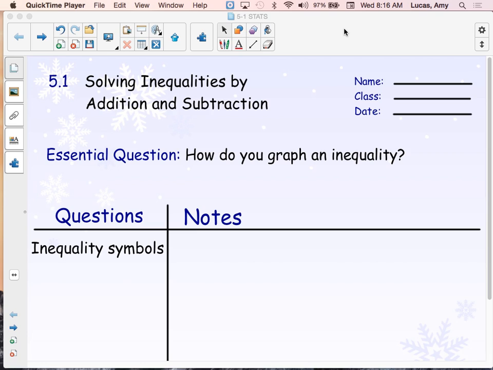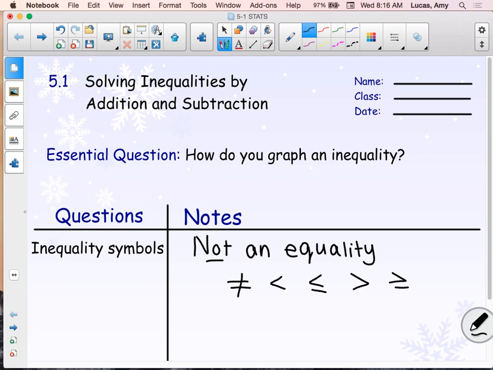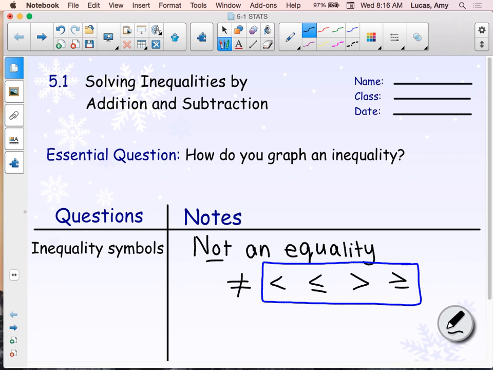Inequality, if you think about the prefix to that word, it means it's not an equality. So in math class, when something is not an equality, it means it's not equal. The symbols to represent things not being equal could involve a not equal sign, less than, less than or equal to, greater than, or greater than or equal to. The symbols that we're going to focus on in this chapter are primarily these four. We're not going to work so much with the not equal symbol. You may see it a little bit, but not very much.